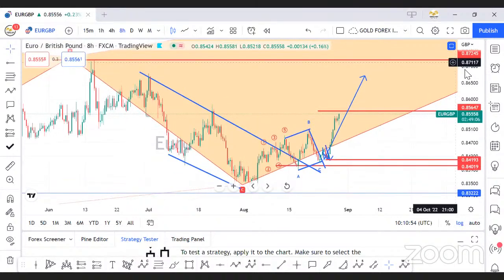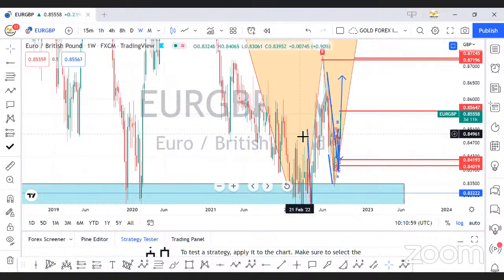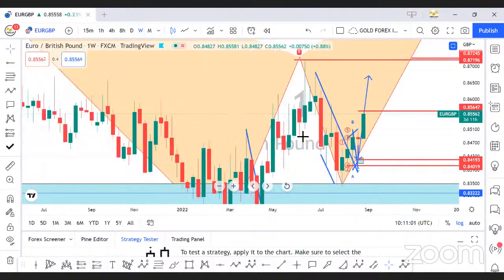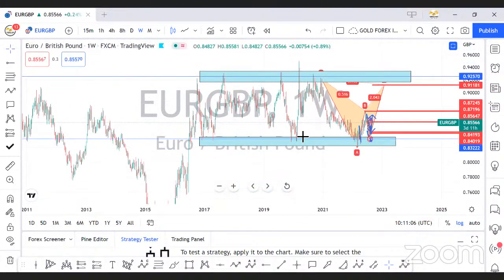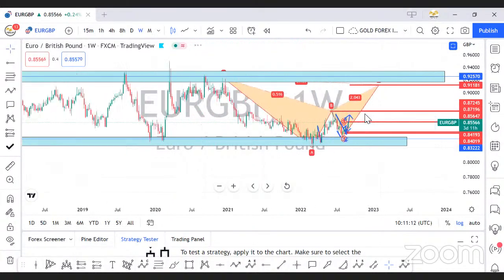Now, when you check the weekly time frame, look at the weekly candle. On the weekly time frame, this is at a support. It's now going all the way to the resistance zone over here, which will form a harmonic pattern. You saw the break of market structure around here.